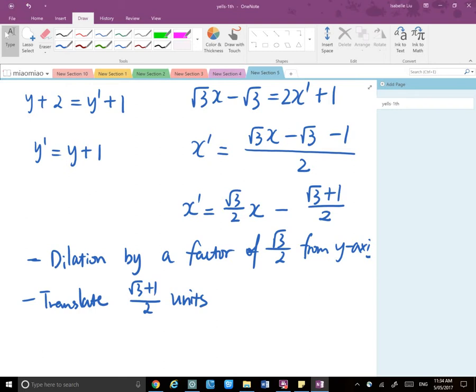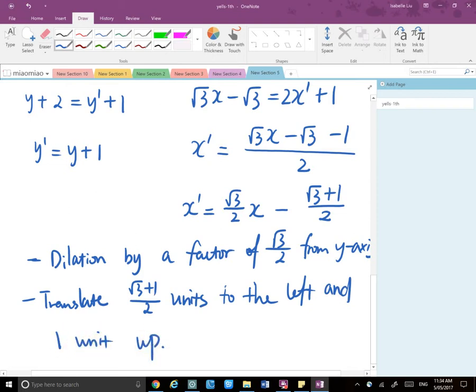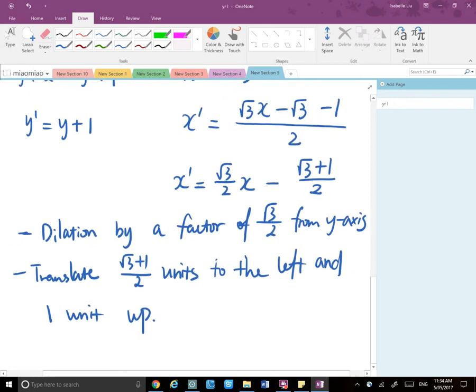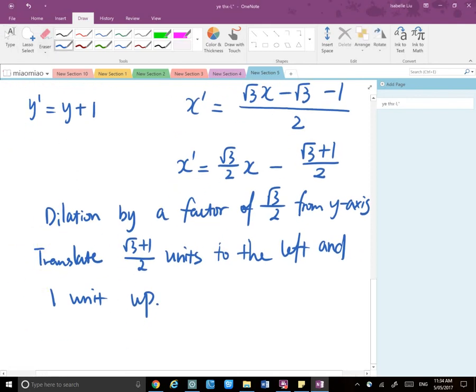So you don't need to worry about how large it is, you just need to make sure that it's a positive number, and you say move that many units to the left, and 1 unit up. Okay, y plus 1, so 1 unit up. Any questions?